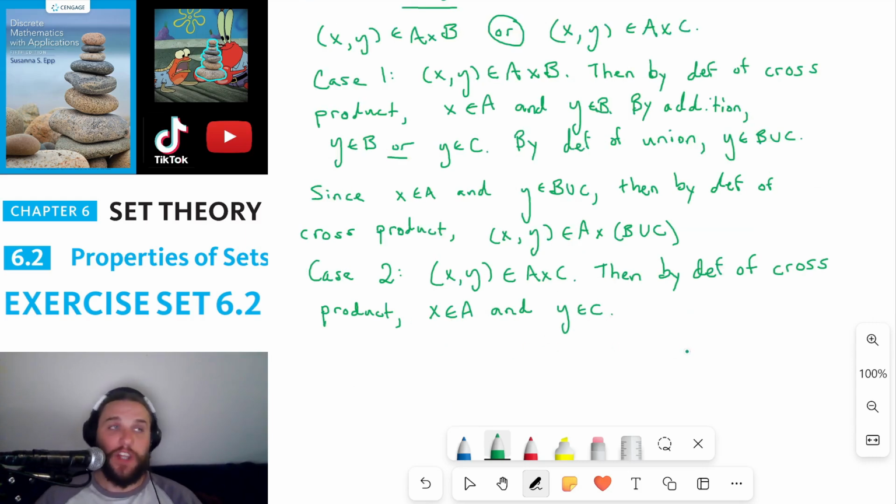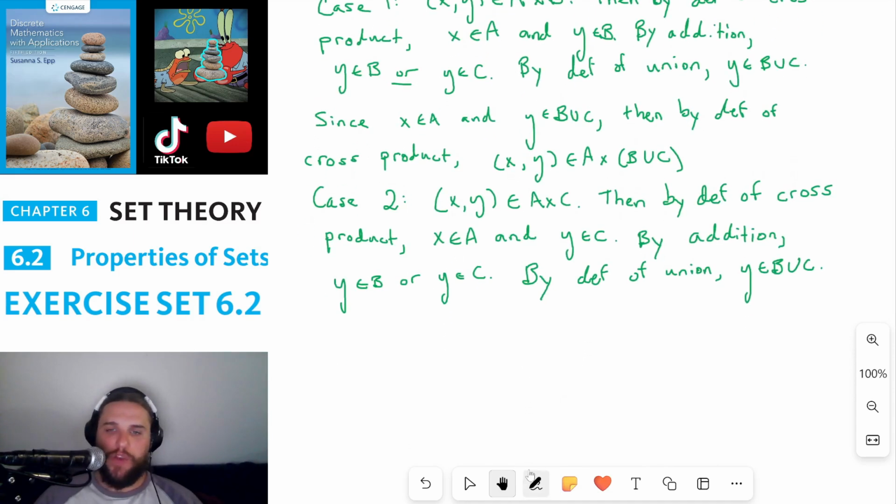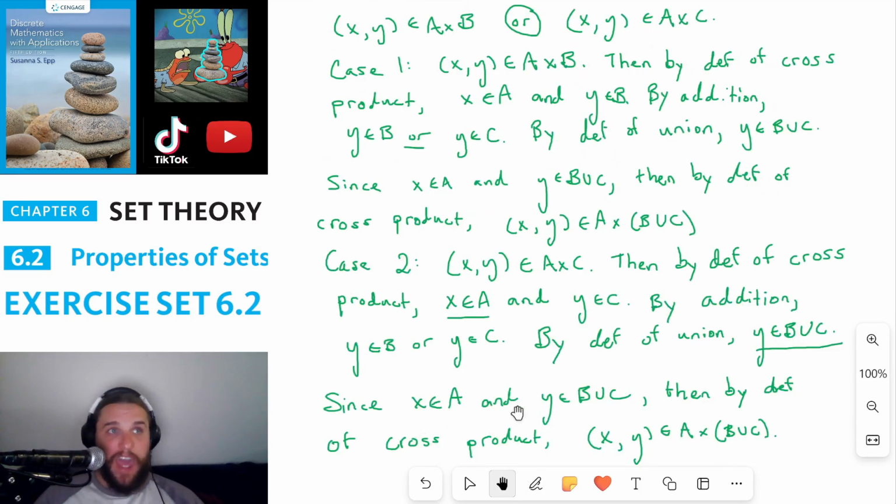Now the rest of this proof is going to look pretty much the same as case 1. By the definition of the cross product, X is an element of A and Y is an element of C. By addition, since Y is an element of C, then that means Y is an element of C or Y is an element of B. So this means that by definition of union, Y is an element of B union C. So we have Y is an element of B union C and X is an element of A. Since X is an element of A and Y is an element of B union C, then by definition of the cross product, that means X comma Y is an element of A cross B union C.